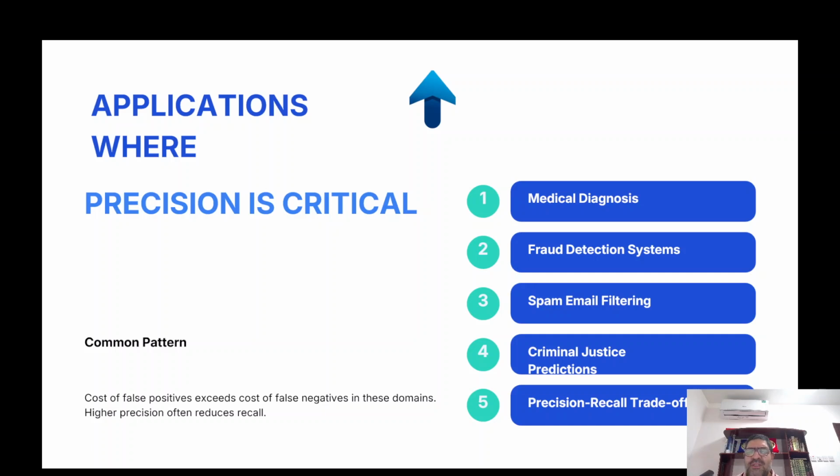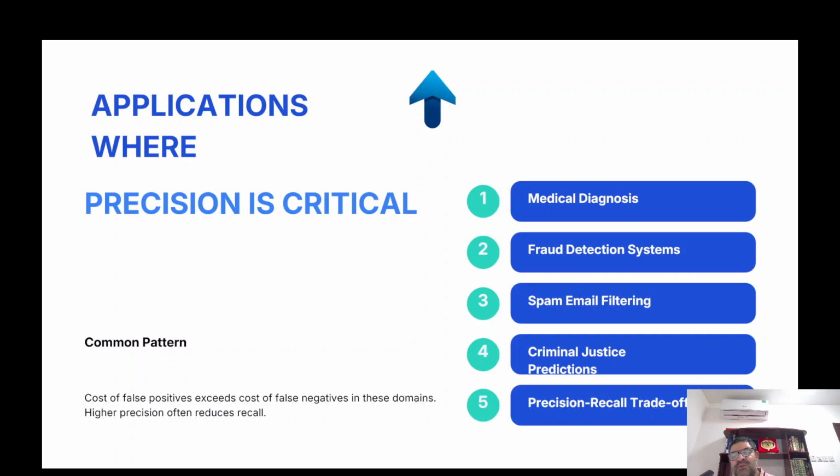Precision is very important in some applications: medical diagnosis, fraud detection systems, because there we'll come to know to what precision a particular machine learning model will be operating, where these things can be very critical. It can be criminal justice predictions and the precision-recall trade-off. These are the areas where this can be implemented. Common pattern: cost of false positives exceeds cost of false negatives in these domains.